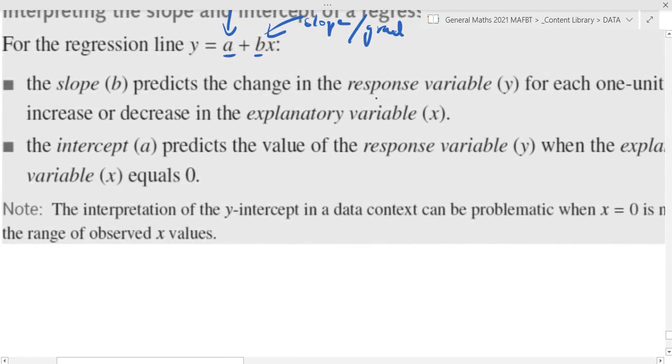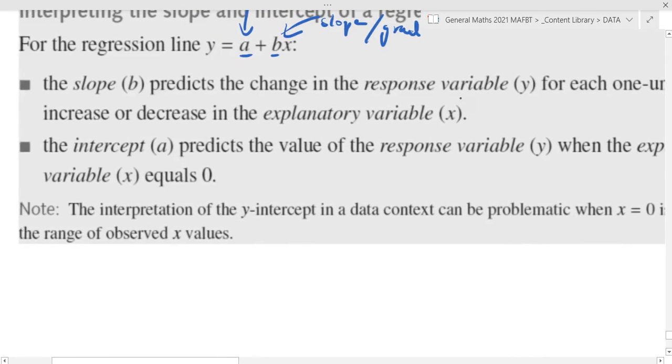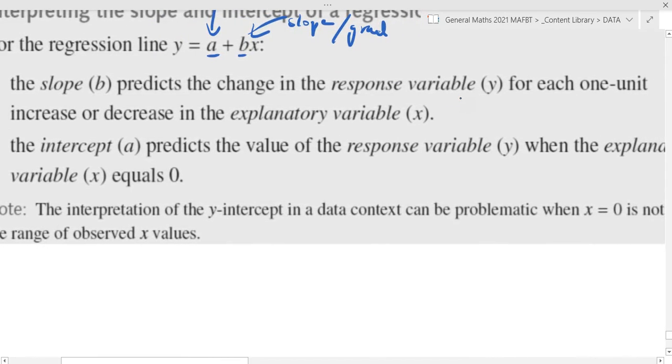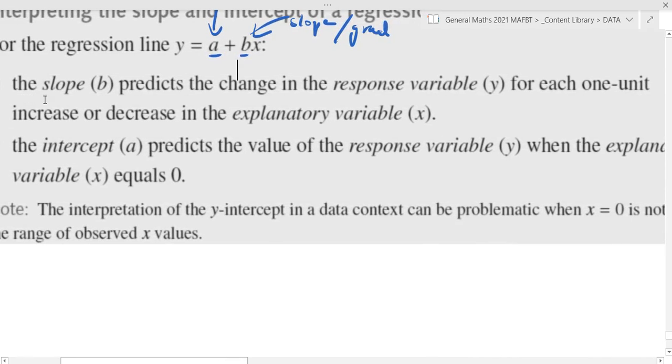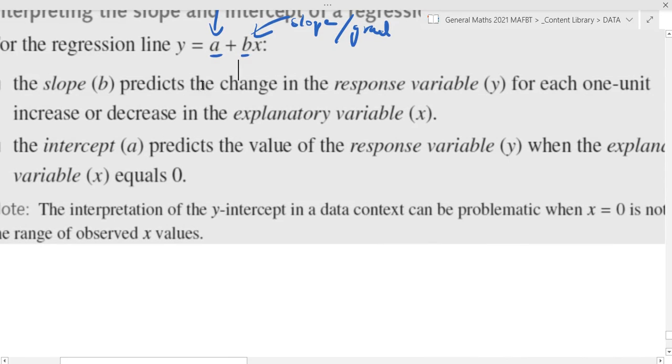Slope predicts the change of the RV, or the Y variable, over a 1 unit increase or decrease. This looks a little bit crazy, but don't worry too much about it. It's just saying B is the slope, the gradient. Every time you increase the x variable by 1, you're going to affect what happens to the y variable according to the gradient.